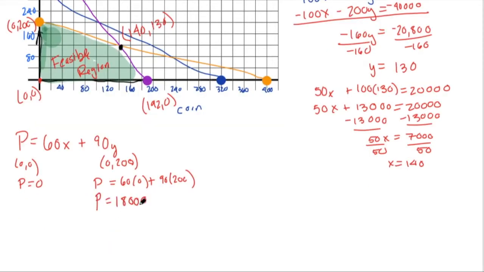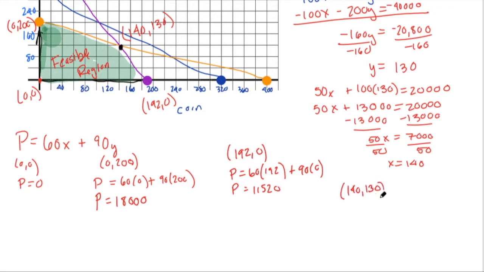So let's try (192, 0). This time it would be 60 times 192 plus 90 times 0. All right, so for this instance, we're going to get 11,520 plus 0, or just 11,520. So that would be our profit from that one.